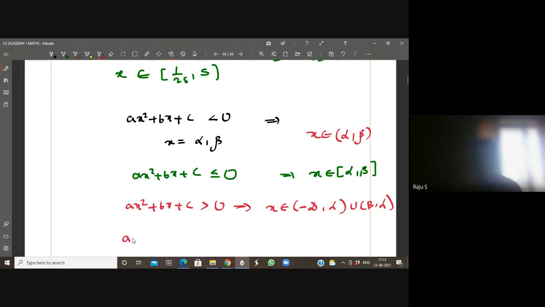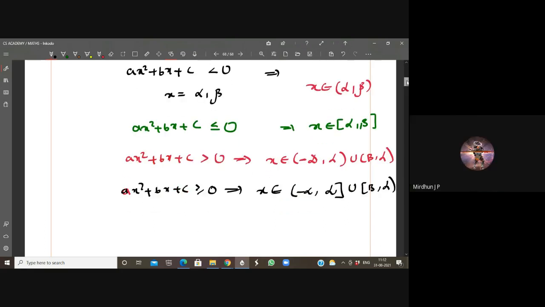And also the same equation ax square plus bx plus c greater than or equal to 0. In that case, the values of x from minus infinity to alpha, not open interval, it is closed interval, because it is greater than or equal to, union beta to plus infinity.